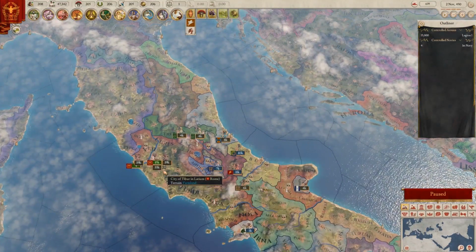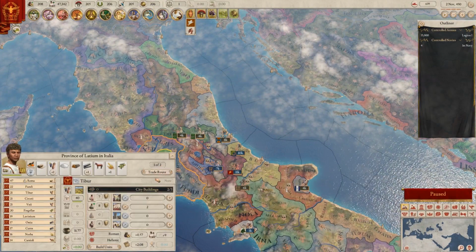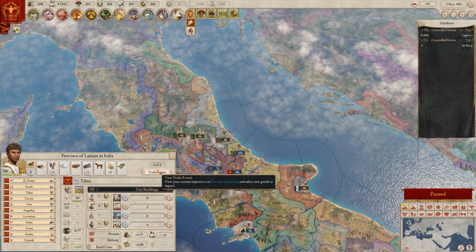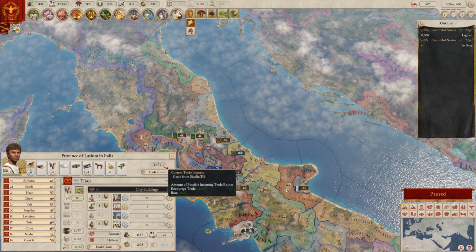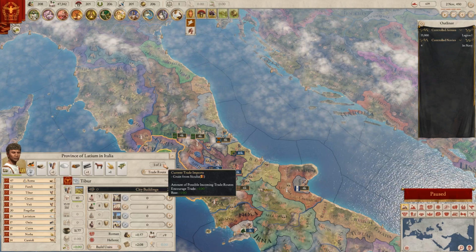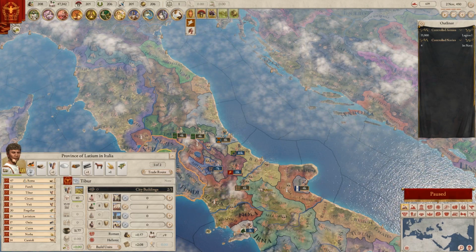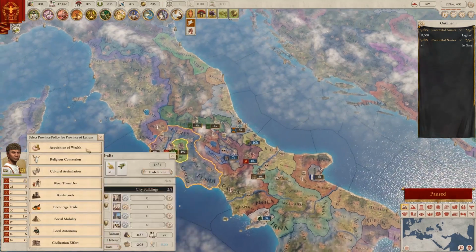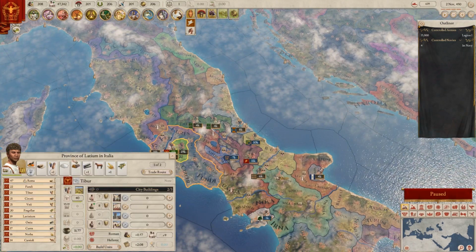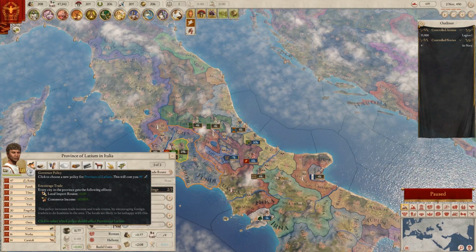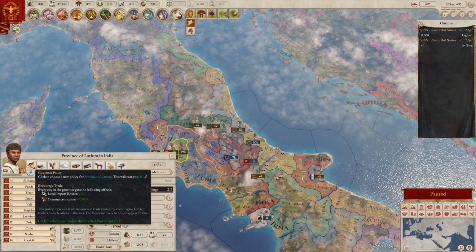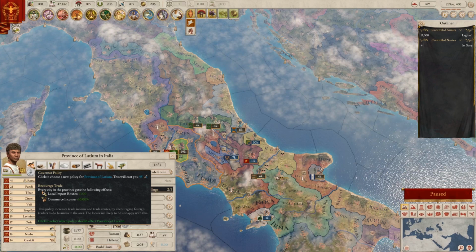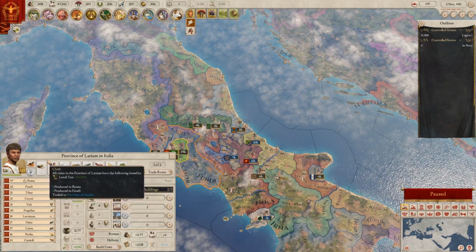Here in Rome, even though the base start of trade routes is 1, and I just started this game, I have 2. And the reason for that is, another way you can get more trade routes is through your governor. And your governor has different types of policies for the province. And the one I'm currently using is encourage trade. And that gives you one extra trade route, and it gives you more commerce income. So that's another way to get more trade routes.